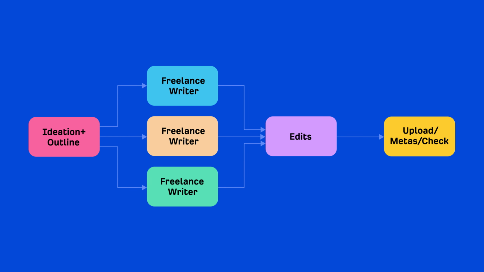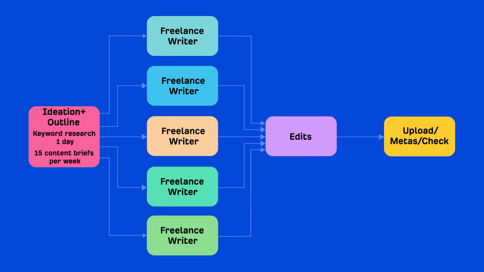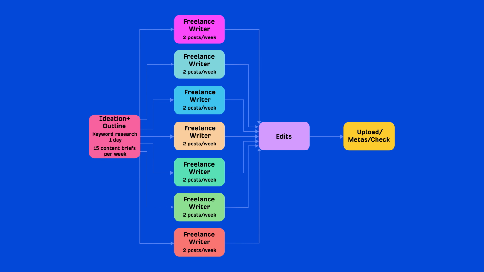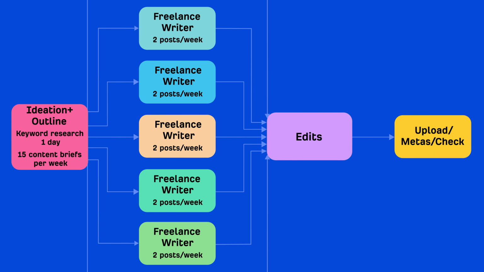For example, let's say that a junior SEO spends 1 day per month to do keyword research, and on a weekly basis, they can comfortably put together 15 content briefs, or approximately 3 per day. Then that means in order to reach an equal flow and have a smooth flowing content system, you need to have enough writers who can keep up with this person. Now, assuming each freelance writer on average can write 2 posts per week, then you need 7 to 8 freelance writers to keep up.